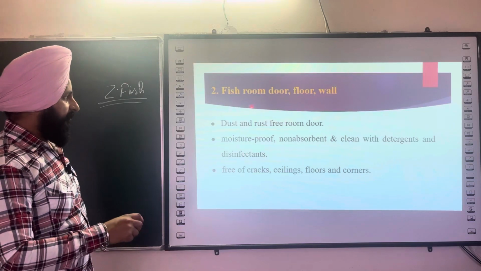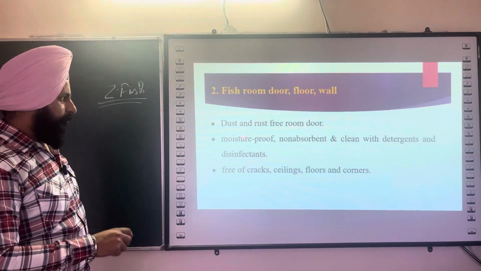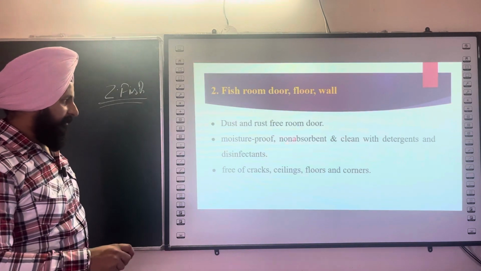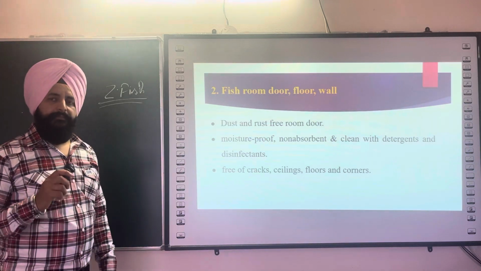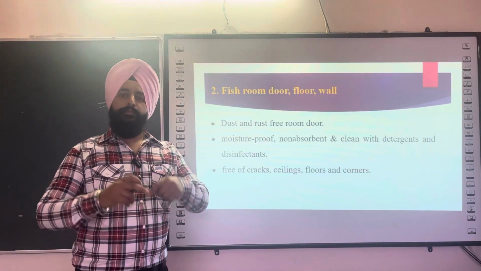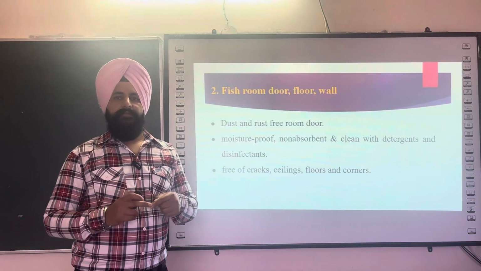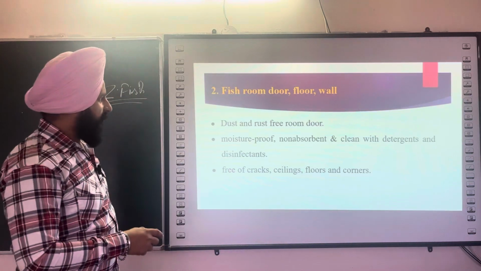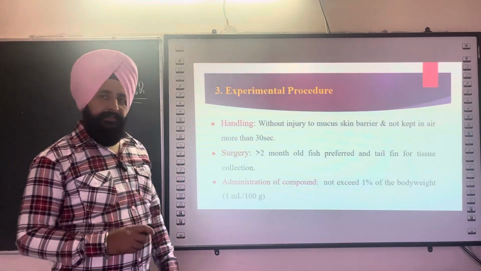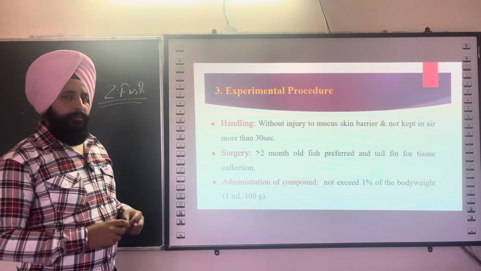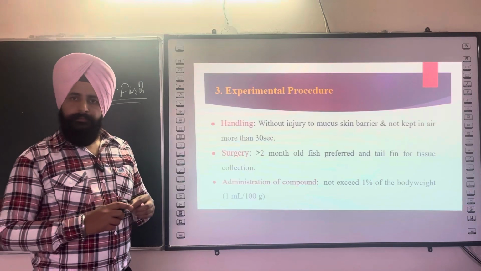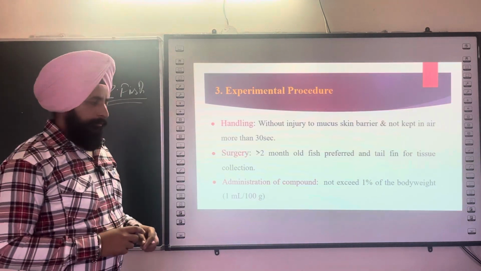Now what about the corridor and wall? That should be rust free, and there should be proper circulation of air, as well as maintenance of the room temperature, because fish cannot survive at too high a temperature and fish cannot survive at too low a temperature. So this is required to be maintained. Regarding the experimental procedure, it is a very important part, because in this video I will discuss all the aspects of the zebrafish. So listen very carefully up to the last of this video.